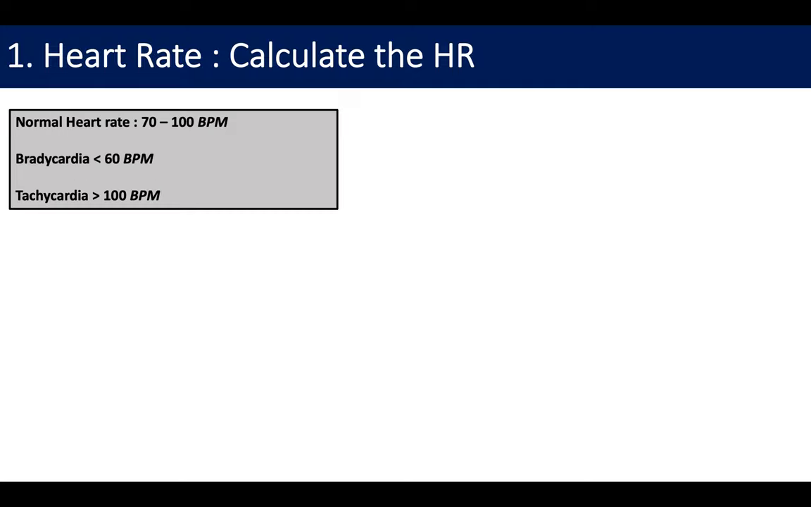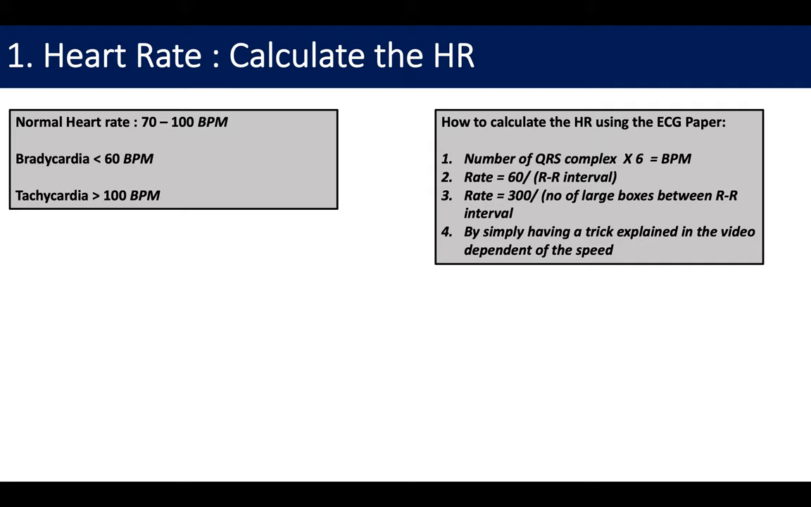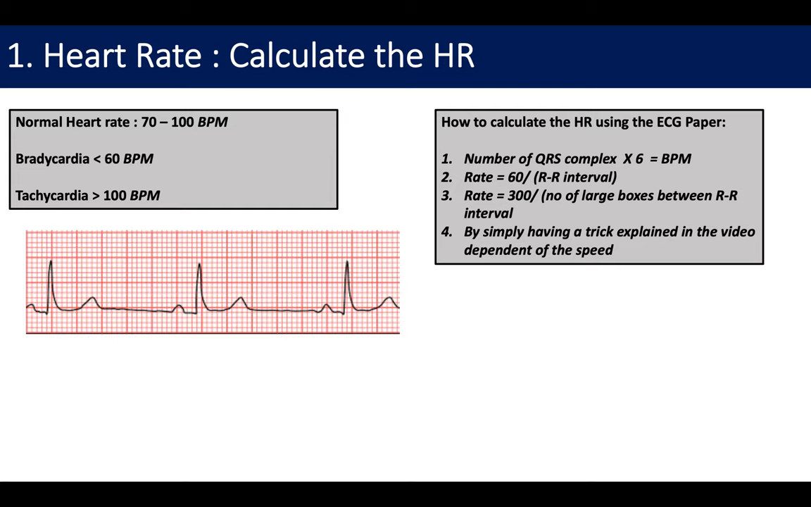How do we calculate heart rate? Normal heart rate is between 60 to 100 beats per minute. Bradycardia is usually defined as less than 60, tachycardia as greater than 100. There are three or four methods, in my eyes, to calculate heart rate from ECG paper when it's given to you. We can calculate it using the number of QRS complexes times 6, or you can do the rate, which is 60 divided by the RR interval.